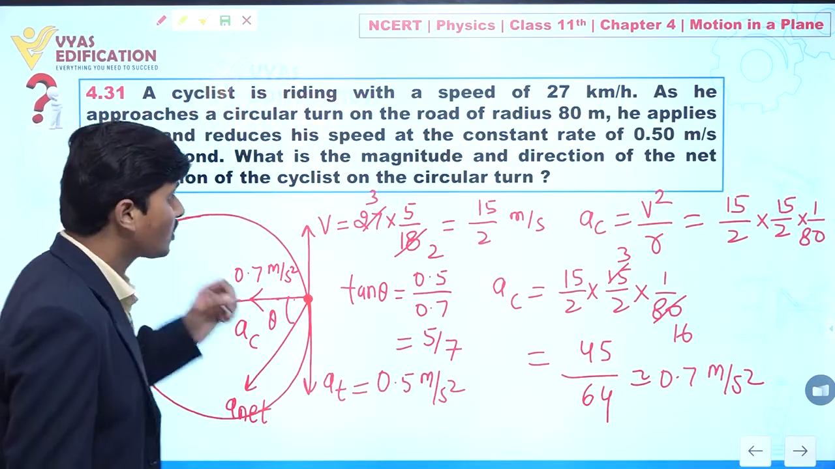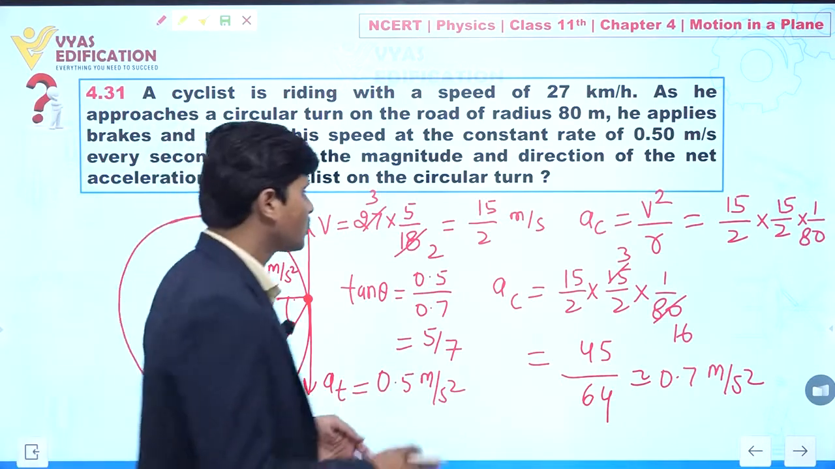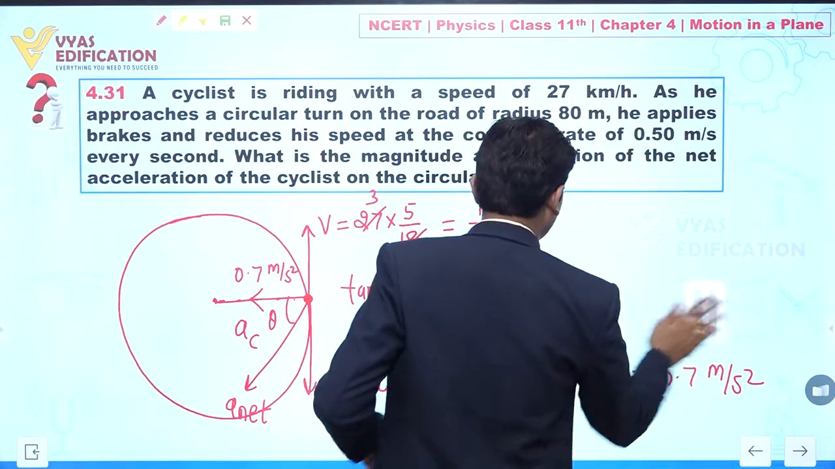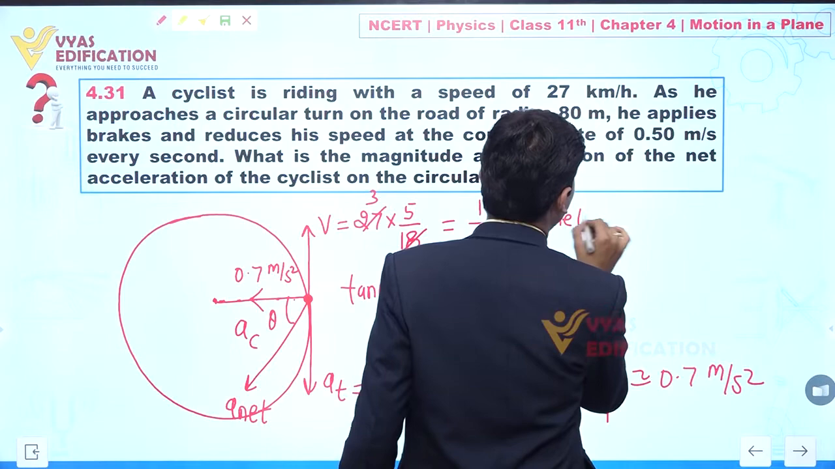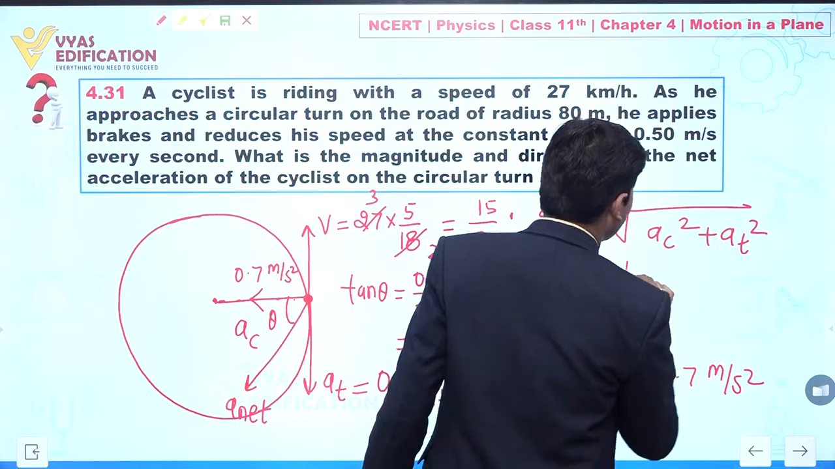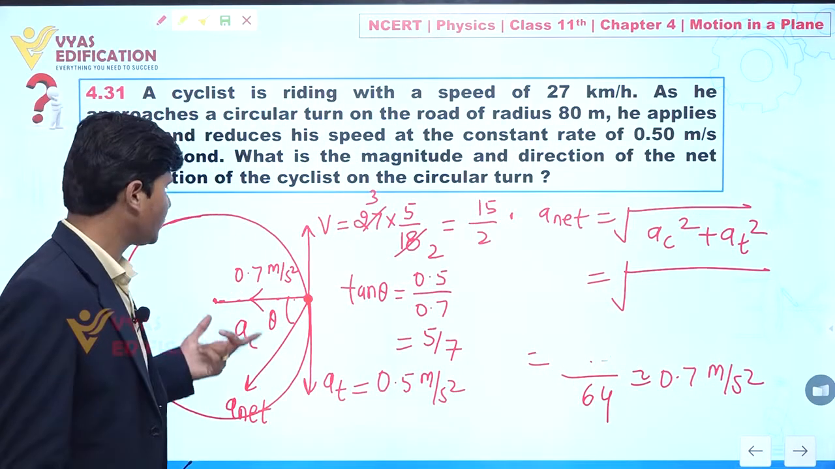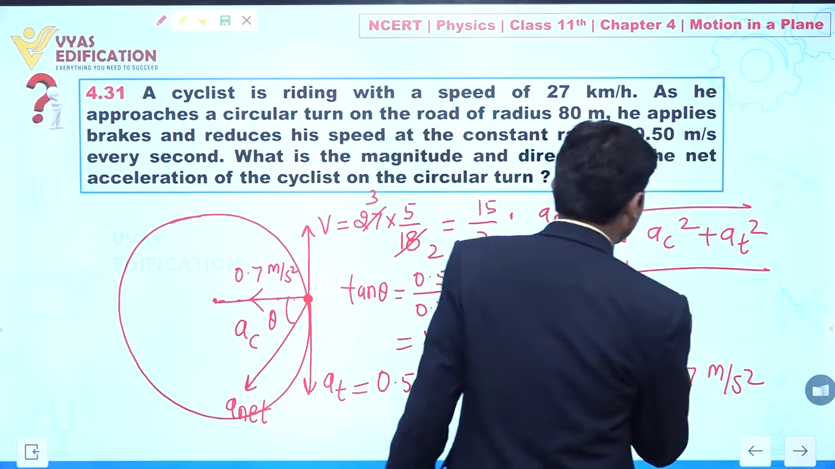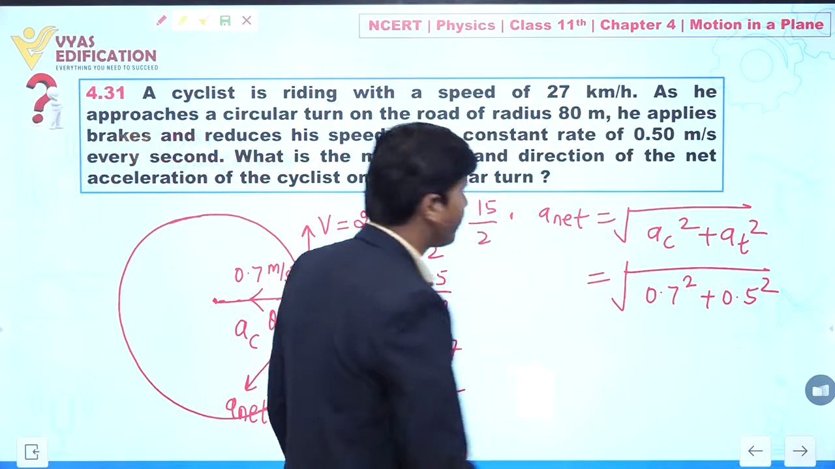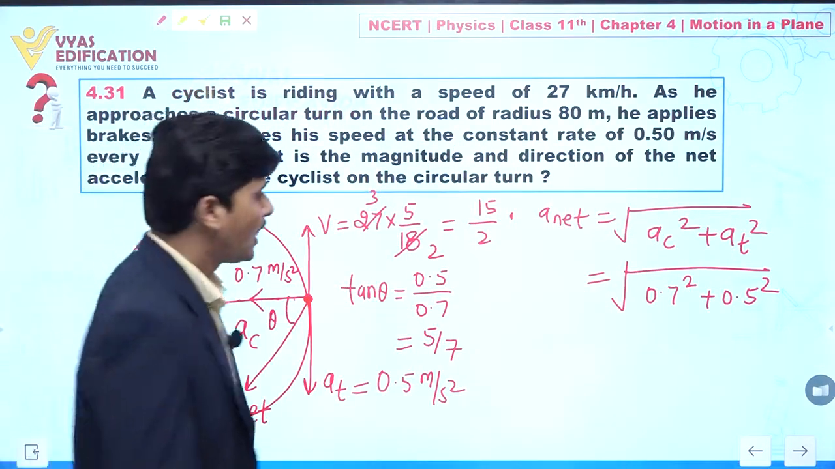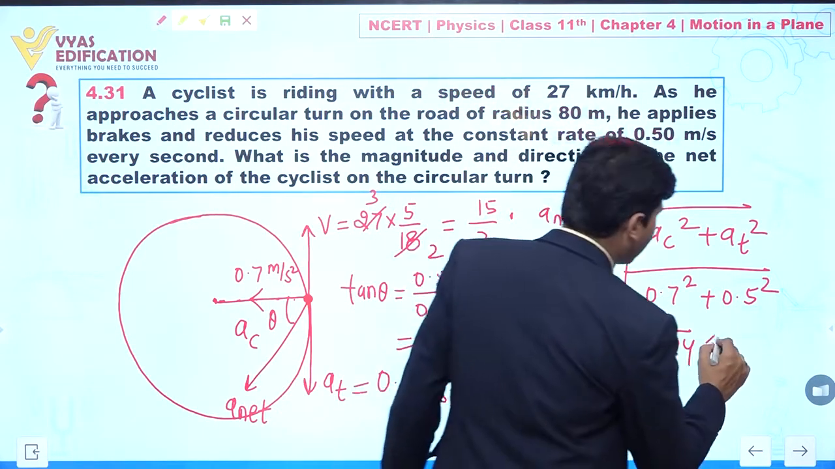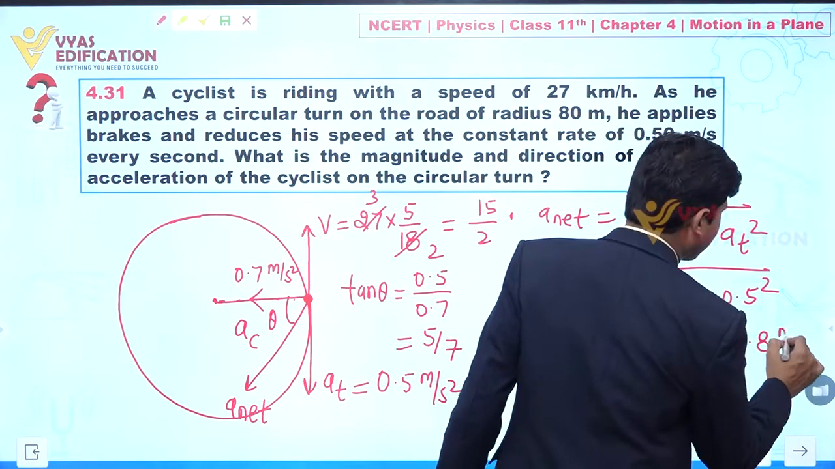Clear to you? But what is the net acceleration? Clear? So the value of net acceleration we can calculate. It is given by under root of AC square plus AT square. Clear? AC is 0.7 and AT is 0.5, so 0.7 square plus 0.5 square. Clear? So if we calculate, definitely we can find the value of net acceleration, and you will find this is equal to under root of 0.74, approximately 0.8 meter per second square.